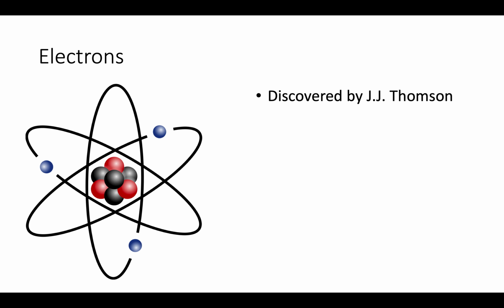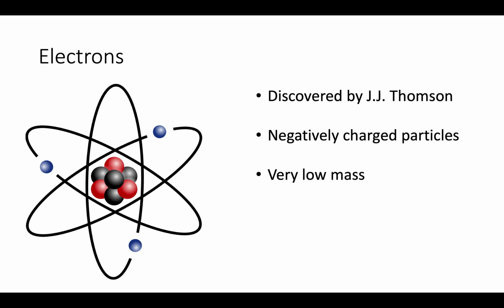So electrons were discovered by J.J. Thomson at the end of the 1800s, and he discovered that atoms contain negatively charged particles. And these particles have a very, very low mass. So in this image that I have on the screen, this one's a little bit more of a modern image. This isn't what J.J. Thomson would have known the atom to look like in his time, but going off of this more modern image, the electron would be one of these blue spheres that is rotating around the center of the atom.